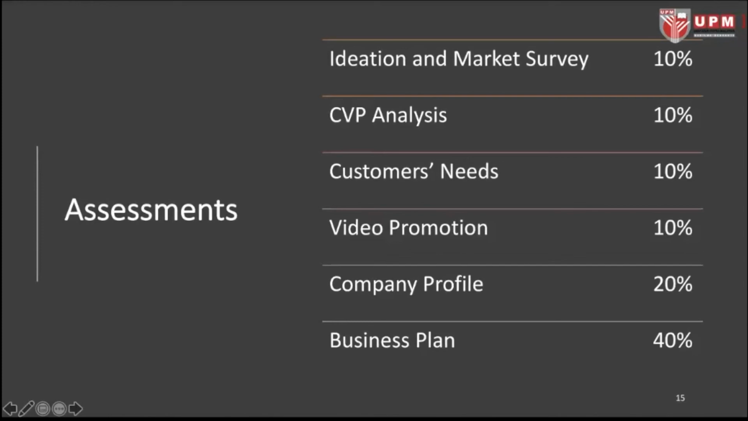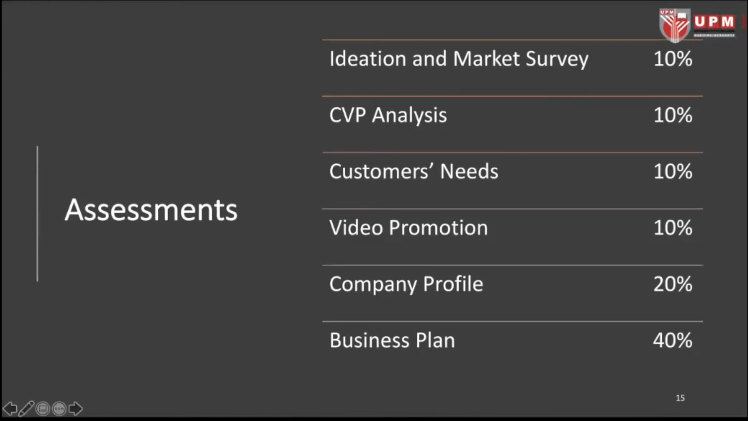overall cost. And then at the same time, you are going to conduct CVP analysis, the cost, volume, profit analysis, right? That will be another 10%. And doing customers' needs, another 10%. And a video promotion or video pitching, okay, not more than 3 minutes, okay? It is going to be 10%. And then the company profile is about 20%. And finally, the business plan which is 40%, right?